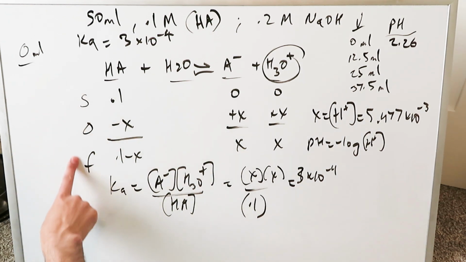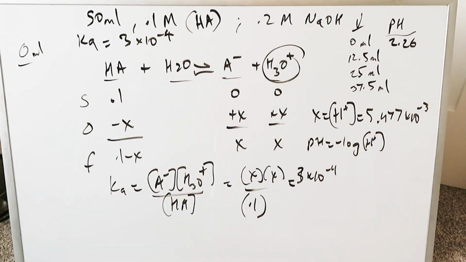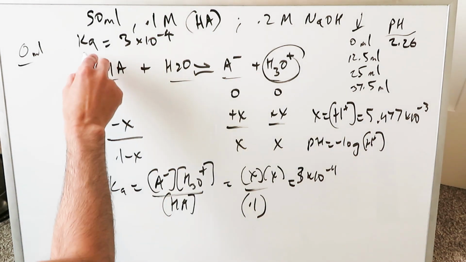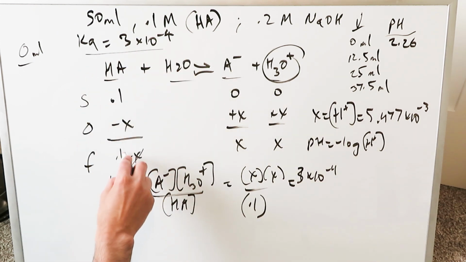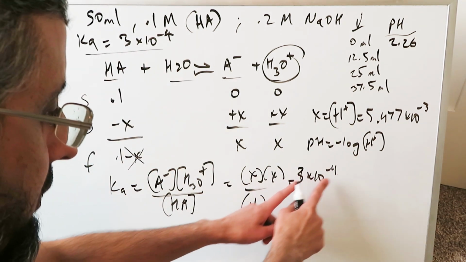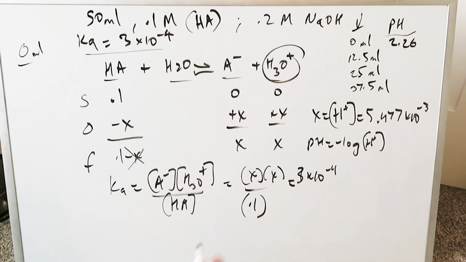Remember, everything always goes in this format after an equation has been developed. For these small Ka values, you can eliminate this item, because if you don't, you'll have a quadratic equation develop. You'll have to use the quadratic formula, but this assumption is very acceptable and it's encouraged.